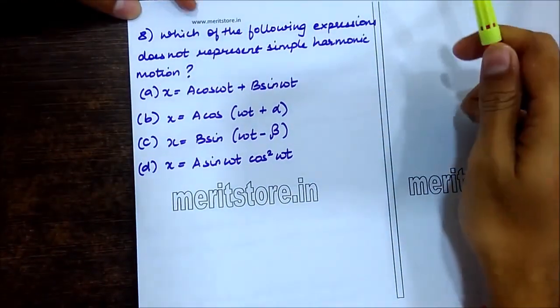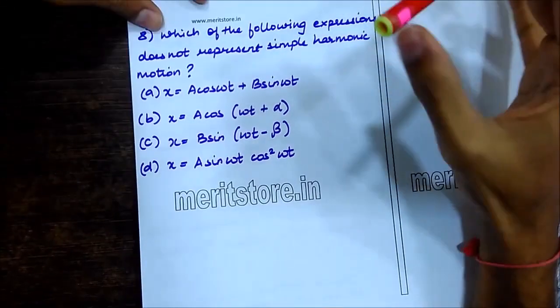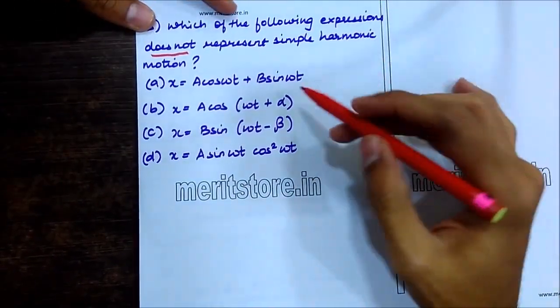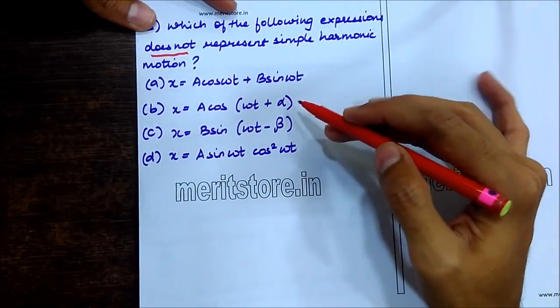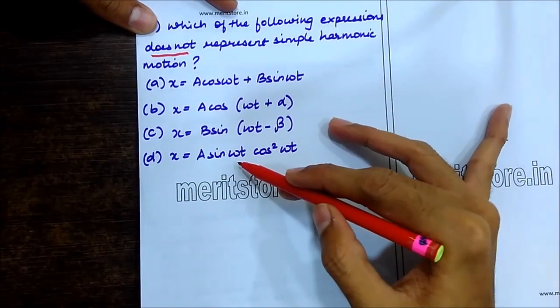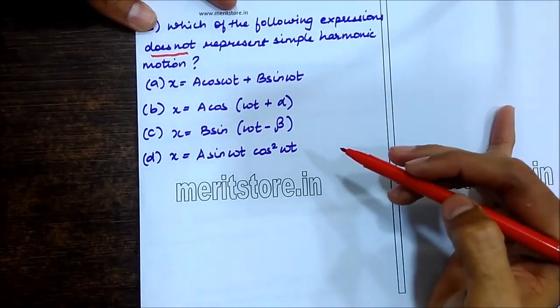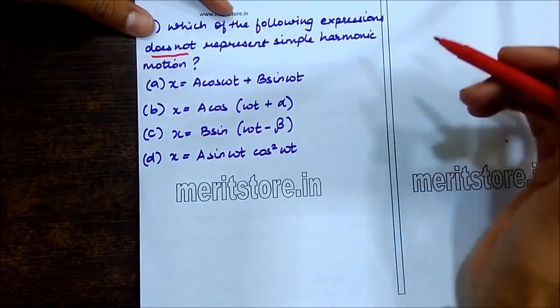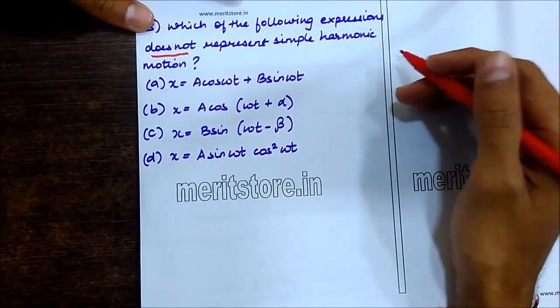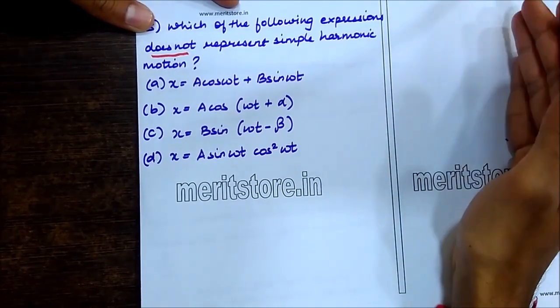Which of the following expressions does not represent a simple harmonic motion? x equals A cos ωt + B sin ωt, x equals A cos(ωt + α), x equals B sin(ωt − β), or x equals A sin ωt cos² ωt. Simple harmonic motion is basically represented by a sine or a cosine function, or a linear combination of both of them.